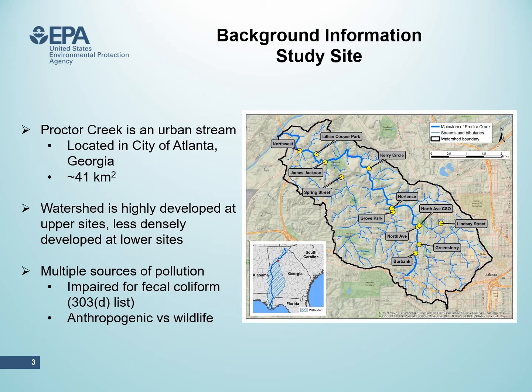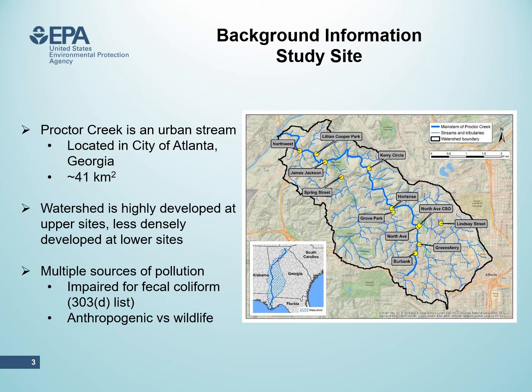So today I will be talking about the study that we conducted in Proctor Creek, Atlanta. This is an urban stream that is about 41 square kilometers. It is located to the west of downtown Atlanta. The watershed is highly developed mostly at the upper sides, and then less densely developed at the lower sides, or closer to the pour point of the watershed where it meets the Chattahoochee River.